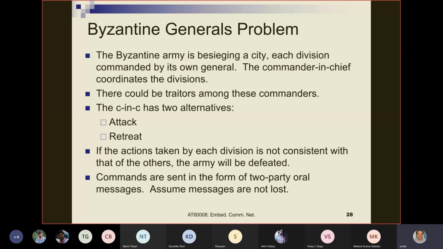If the actions taken by each division are not consistent with those of the others, the army will be defeated. The commands are sent in the form of two-party oral messages, meaning that you have a horse-ridden messenger who takes the message from one of the lieutenants and gives it to another lieutenant. This is the only two-party oral messaging that you have. And for the time being, we are assuming that the messages are not lost.